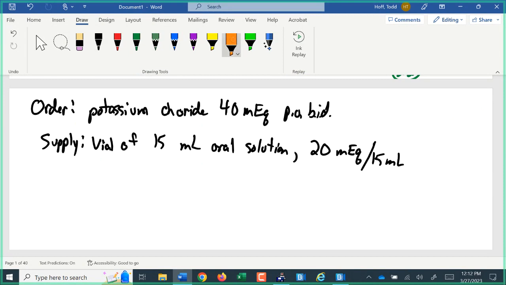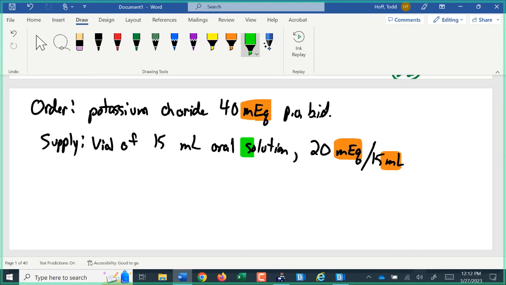So here's a case where, first of all, we don't even know what the unit milliequivalent means. But we have 20 milliequivalents and 15 milliliters. We have its equivalency to another unit. That's all we need to convert it to something that we can administer.